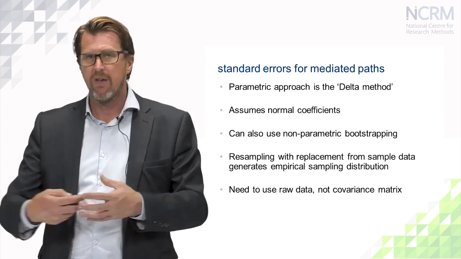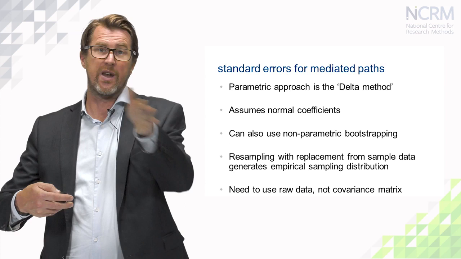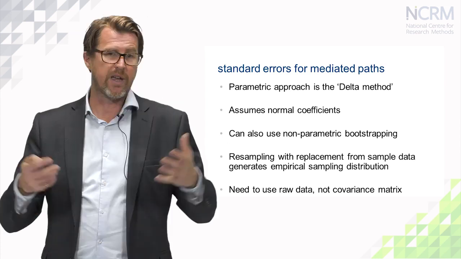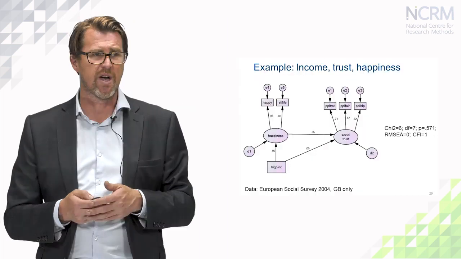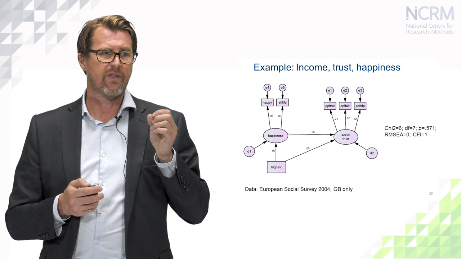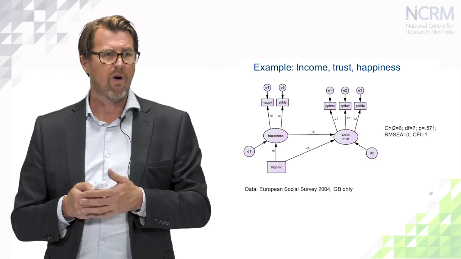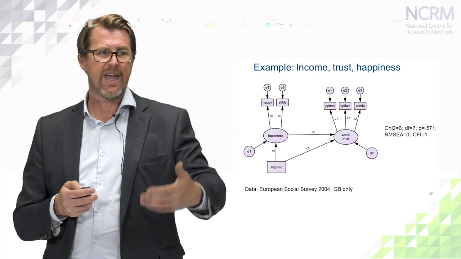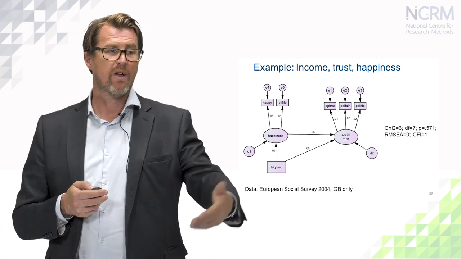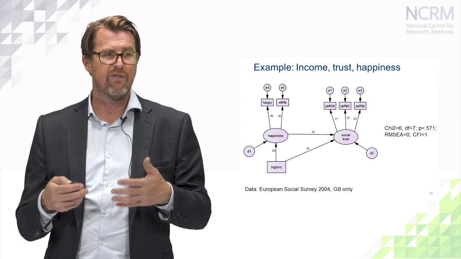So the SEM framework is very convenient for doing this kind of modelling. We can have more complex mediated paths that run not just from one variable through another to a third variable, but through several variables, and we can get estimates of those indirect and total effects and their standard errors. Here's an example again using the European Social Survey, an actual model here where we are looking at the effect of being in a high income group, your income, on your level of social trust, breaking that down into the direct effect of income on social trust and also the indirect effect through your level of happiness or life satisfaction.